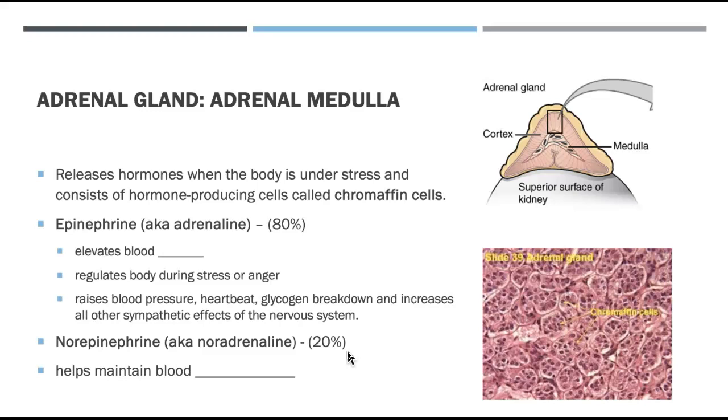So what does our epinephrine do? It's going to help elevate blood sugar. It regulates our body during stress or anger and raises blood pressure, heartbeat, glycogen breakdown, because we need that glucose for fight or flight, and increases all other sympathetic effects of our nervous system. And by having our adrenal medulla functioning in this manner, we are able to help maintain our blood pressure.